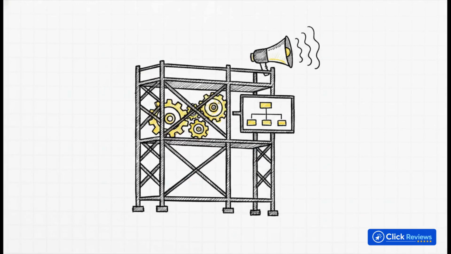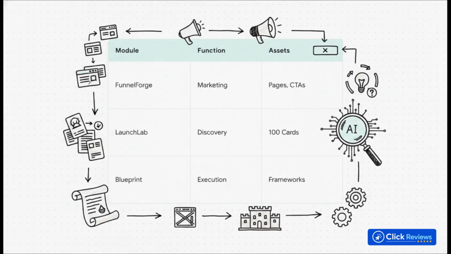All right, now we're shifting from what you publish to exactly how you publish it. Let's introduce the operational framework. Layers 4 through 6, known as the creator infrastructure. To completely demystify the tech stack behind a successful launch, let's look at 3 core modules. First up, FunnelForge. This provides your marketing infrastructure with 30 ready-to-deploy HTML pages and automated call-to-action generators.